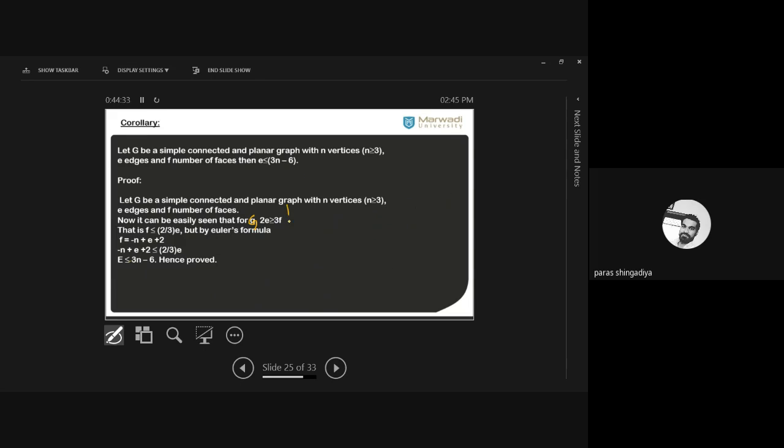Let's find our required answer. Okay. Which part do we have? Minus N plus E plus 2 less than or equal to 2e divided by 3. Okay. So on this side it is a 2e quantity, 2 by 3 times e. So here it is only 1 times e. So shift it to this side. It is minus N plus 2 less than or equal to 2e by 3 minus e.